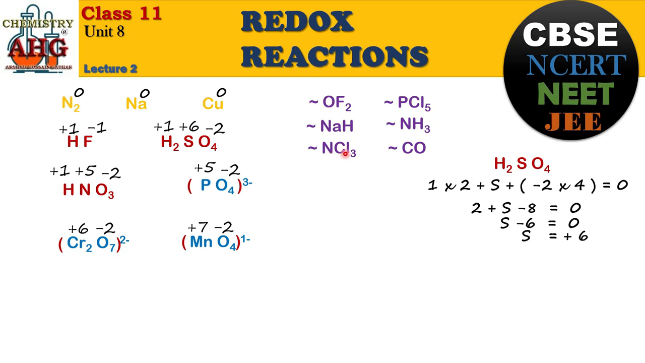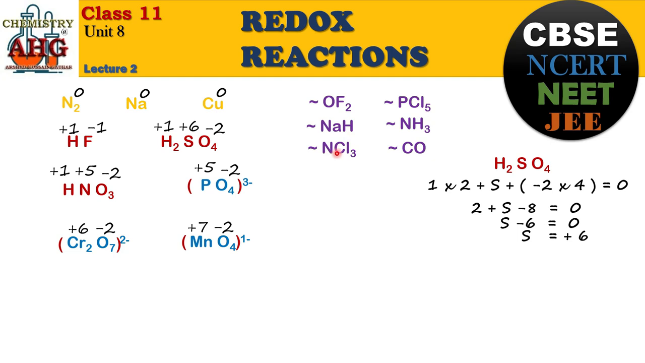Move on. Nitrogen and chlorine. Which atom is more electronegative? Nitrogen. So nitrogen would be negative. Chlorine would be positive now. Why? Because nitrogen is more electronegative than chlorine.